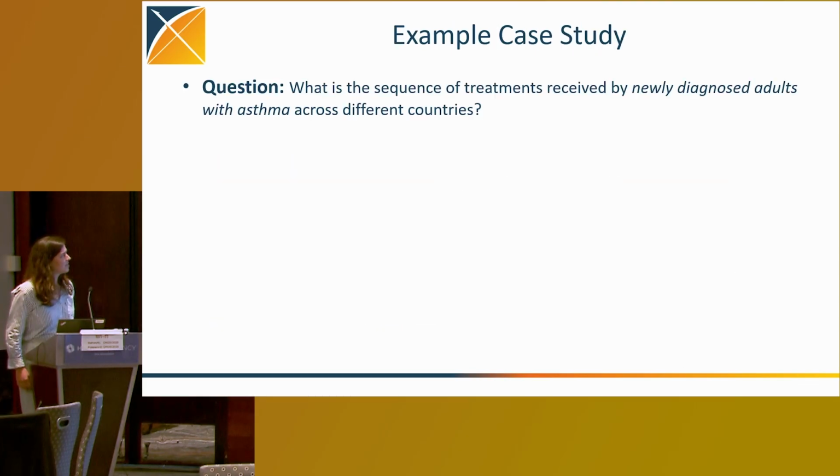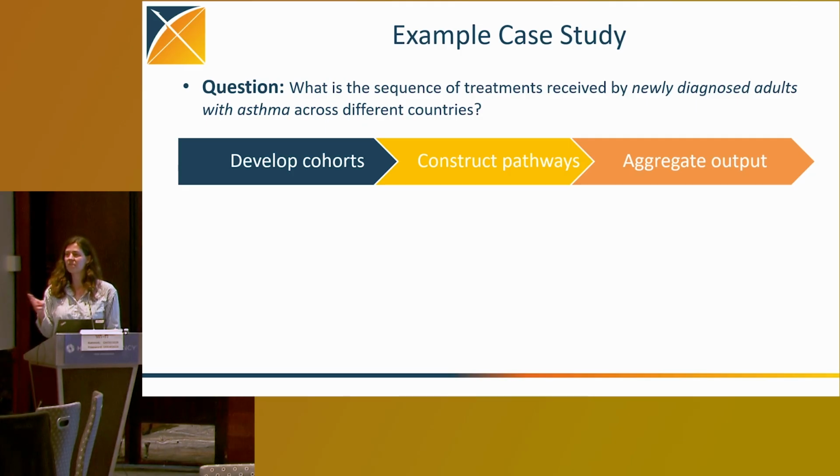So for example, a question that I was interested in is what is the sequence of treatments received by newly diagnosed adult patients with asthma across different countries? And in order to answer this question, there are actually 3 steps to do a treatment pathway study, which is first to identify the cohorts, so both the target and event cohorts, and generate these cohorts.